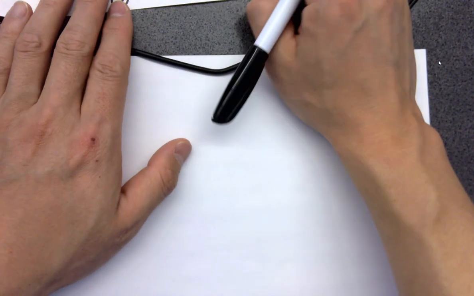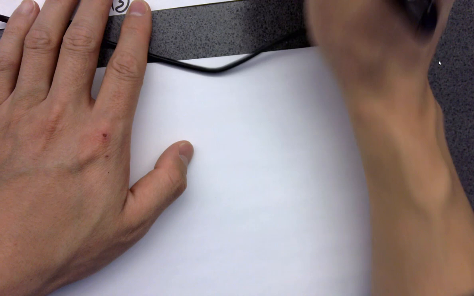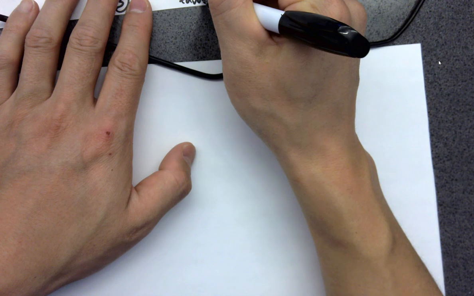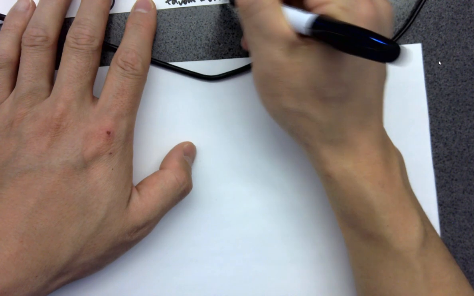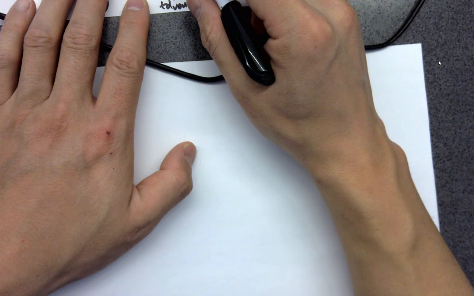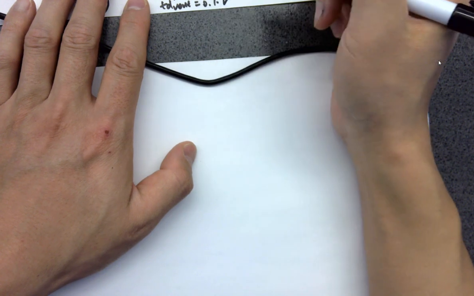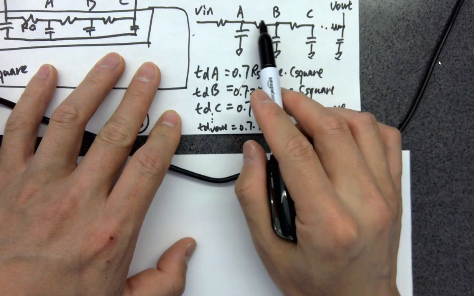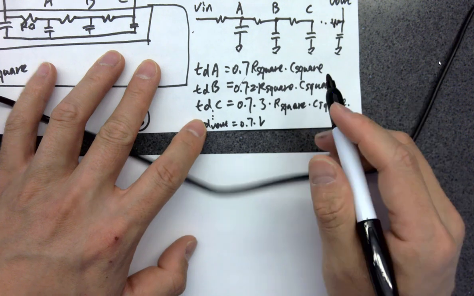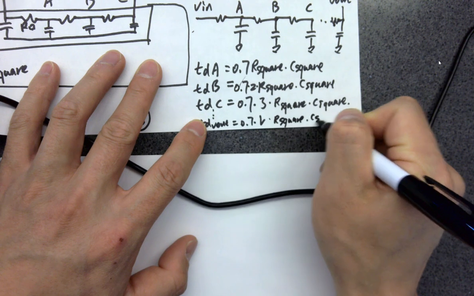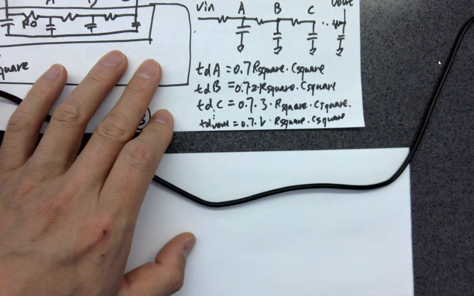We can finish all these time delay equations. TD V out, for example, equals what? 0.7 times, if we define the number of R squares to be L, which is the length, the number of R squares to be L: 1, 2, 3, ... L, that will be L times R square times C square. So if you add all these time delays together, that will be the overall time delay.